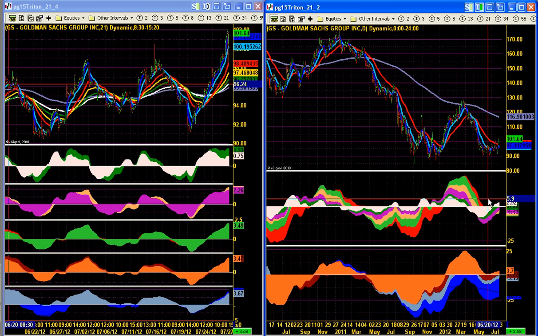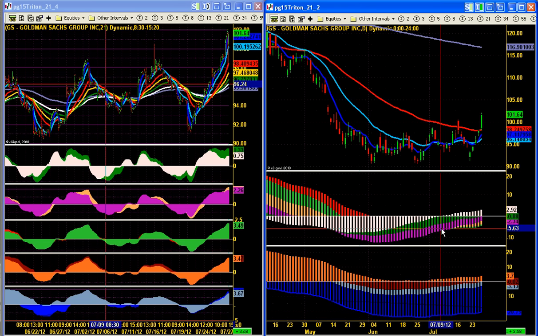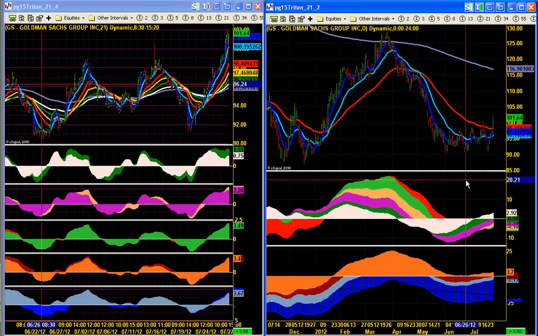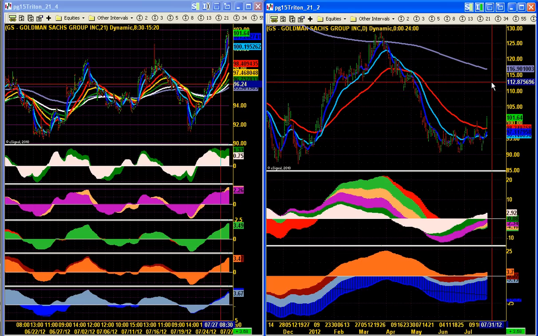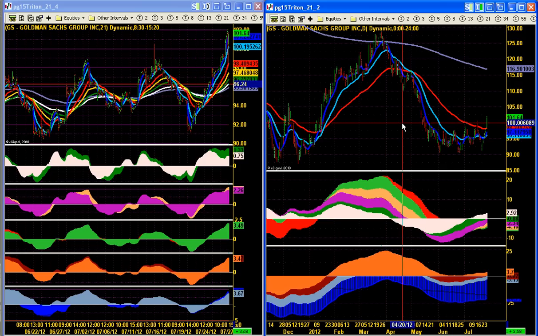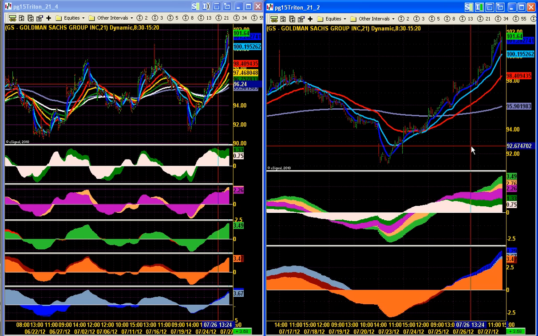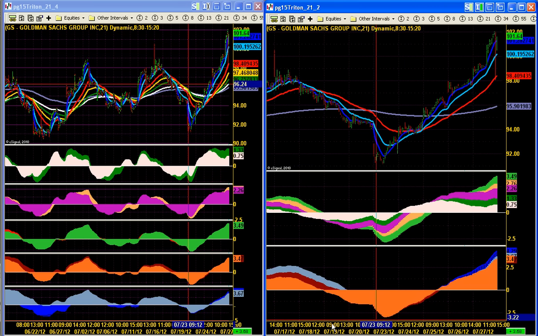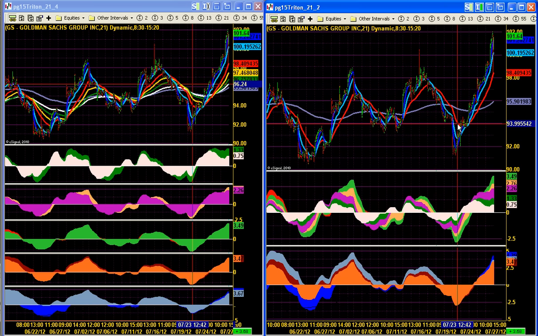Now on a daily chart, the T1 wave has gone up above zero. So Goldman may actually take off another 6 or 7 points before this is all done. So the daily looks terrific. The 21 looks a little bit peaky.